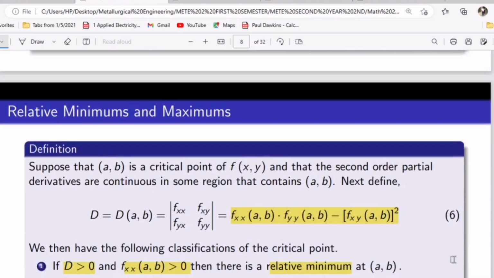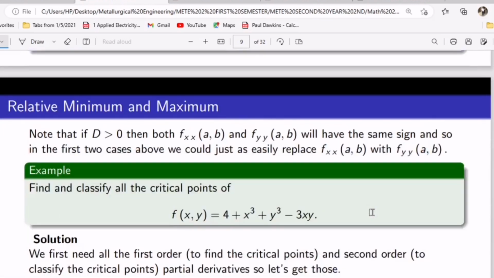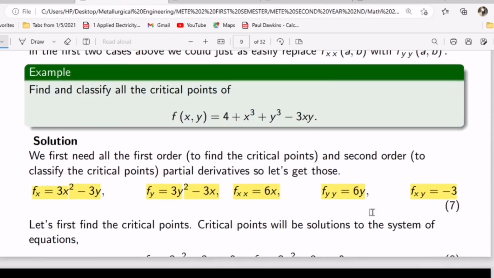Because from the formula, we need f of x, f of y, f of what? xy. But one may ask, why do we need f of x and f of y? The f of x and f of y will help you find the what? The critical point. After getting the critical point, it will help you to classify the critical point, whether it is relative minimum, relative maximum, saddle point, or when d is equal to 0. So let's do something. How do you find the critical point? That is the main thing.